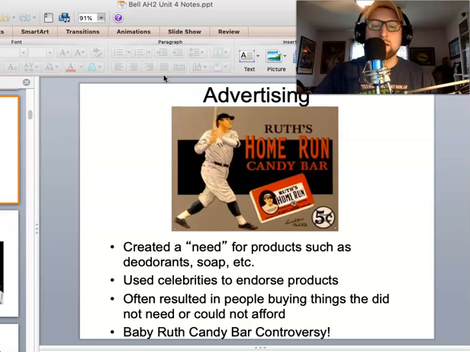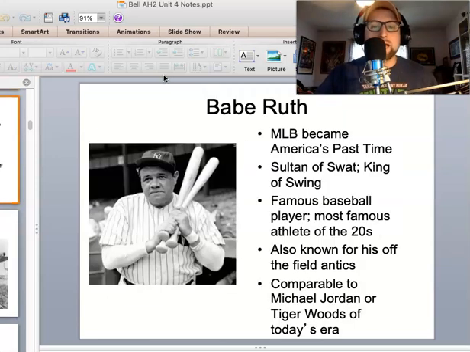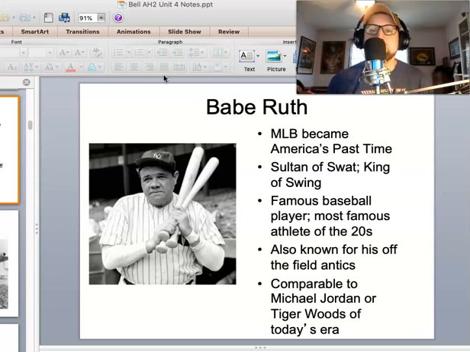Now, let's move to Babe Ruth, and then I'm going to come back to advertising. So Babe Ruth is the biggest athlete of his time period. What Michael Jordan is to the 90s, what Tom Brady kind of is to our generation, is what Babe Ruth is to the generation of the 1920s.